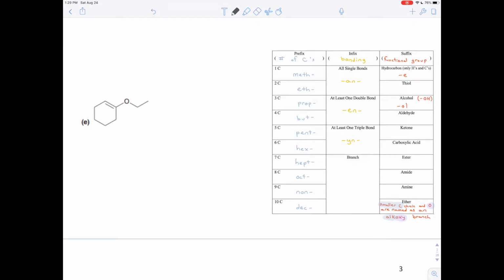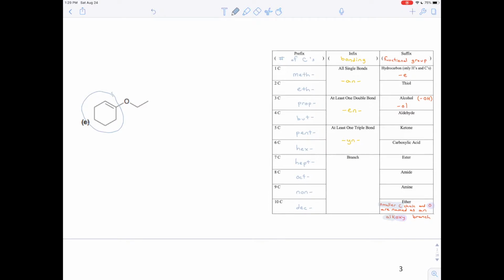For exercise 14, part E, we see the ether oxygen right here. We want to know how many carbons there are on each side. There are 2 on the right. There are 1, 2, 3, 4, 5, 6 on the left. Because there are more carbons on the left, that carbon chain on the left is going to be the backbone, and everything outside of it will be treated as a branch.